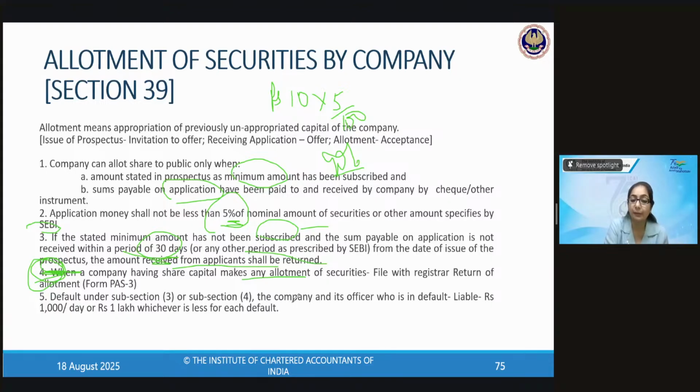So section 39 की penalty है, every company and every officer in default 1,000 per day or rupees 1 lakh, whichever is less for each default. So 1,000 per day. Suppose the default continues for 30 days. 1,000 into 30, 30,000. Or 1 lakh, whichever is less. So 30,000 will be your penalty. Clear?